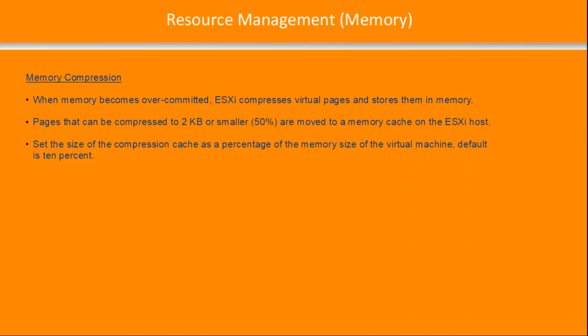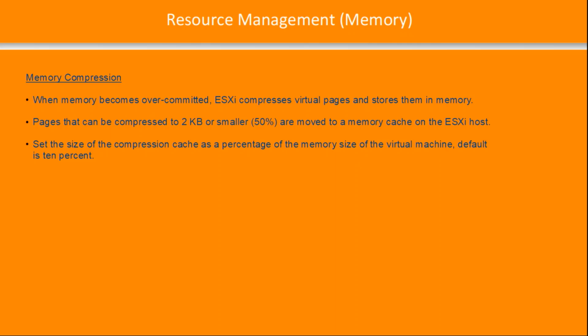In the reclamation techniques, the next one is memory compression. When memory is overcommitted, ESXi can compress virtual pages and store them in memory. This is still orders of magnitude faster than swapping out to disk. The pages that can be compressed to 2 kilobytes or smaller, meaning there's a 50% likelihood, are moved to a memory cache on the ESXi host.